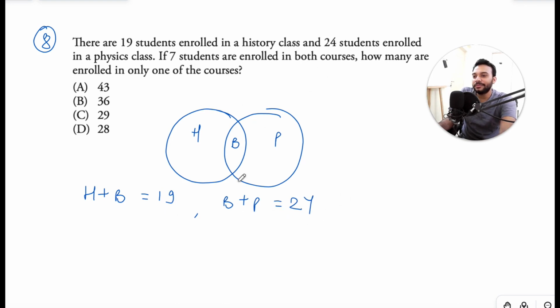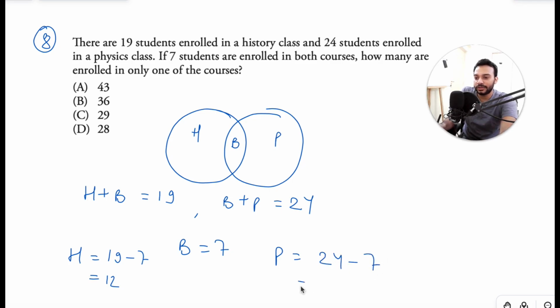7 students are enrolled in both courses. So the value of B is 7. How many are enrolled in only one of the courses? So the sum of students enrolled in only history and only physics. First history, 19 minus B, 19 minus 7, which is 12. Then physics, 24 minus B, 24 minus 7, which is 17. 17 plus 12 is 29. Option C. That is the correct one.